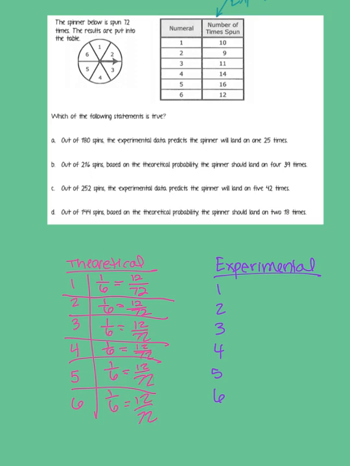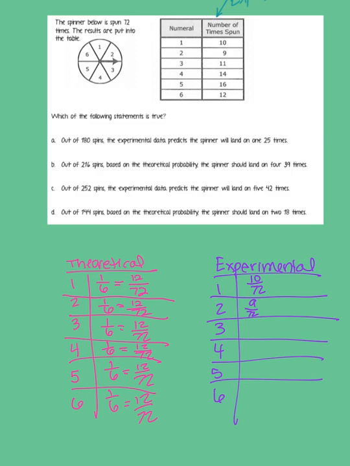But this is giving us the experimental probability. So let's look at that. I'm going to look at what really did happen, and it's showing me that I spun a 1 10 times. So that means the experimental probability was 10 out of 72 of spinning a 1. Spinning a 2, they got it 9 out of 72 times. So that was the experimental probability.